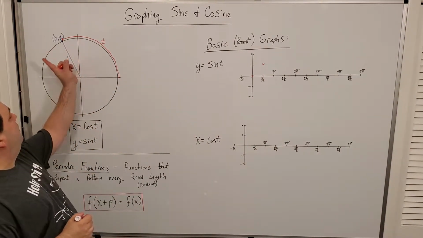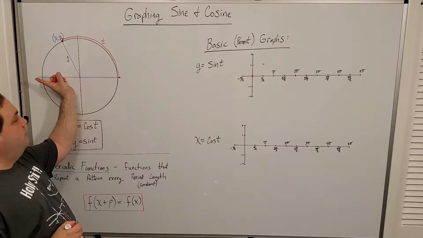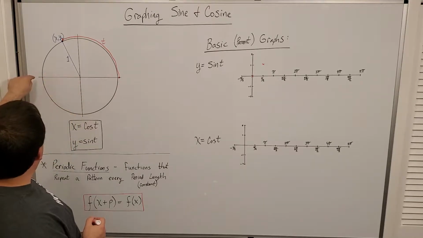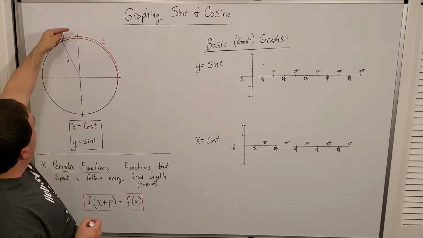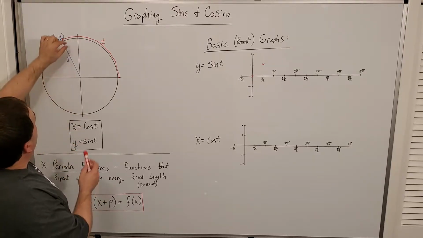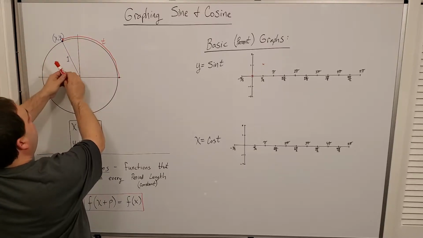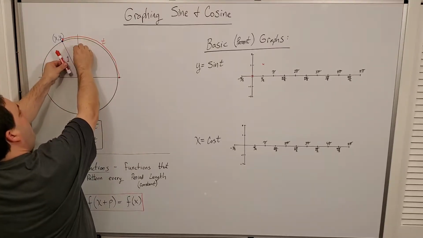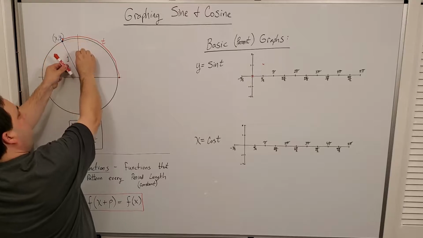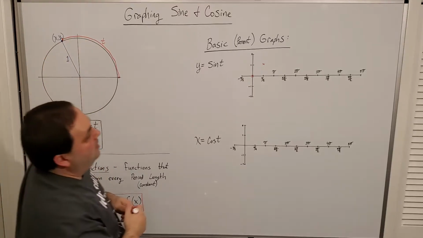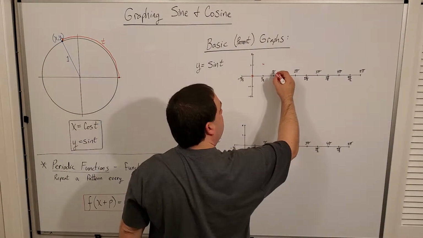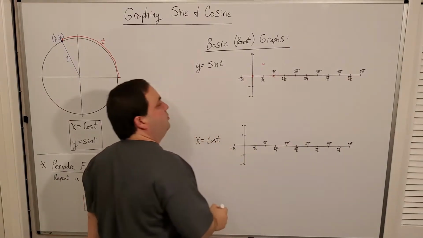Then I'll keep rotating to 180 degrees, which is pi. And notice I'm all the way out here, and my y has gone back down as I'm rotating this way. So as I rotate, my y is going down like this. And then I hit 0, so it goes through this point.